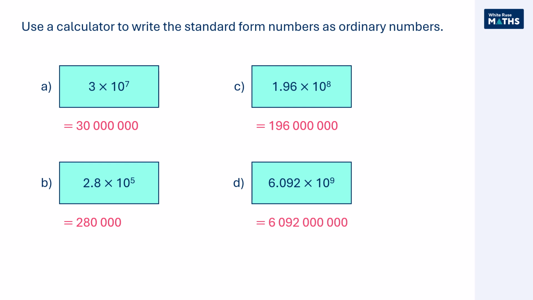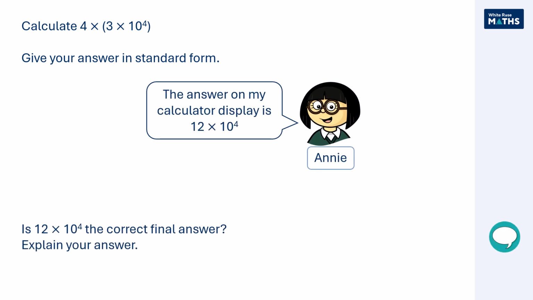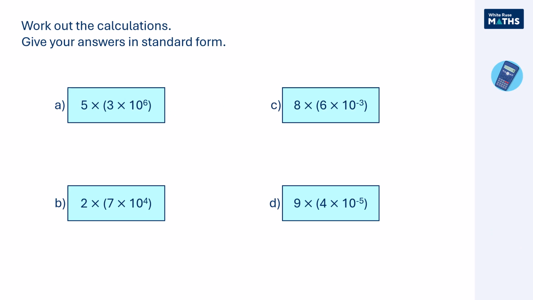Remember, standard form is a number between 1 and 10 times 10 to some power. That's the key takeaway from today's lesson. Is she correct? The answer is actually no, because 12 is bigger than the range 1 to 10.